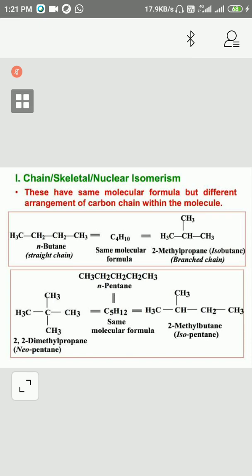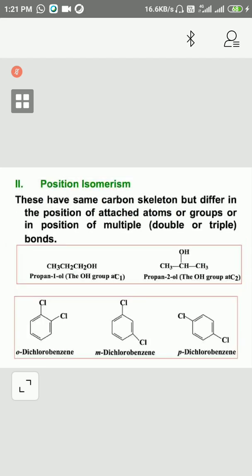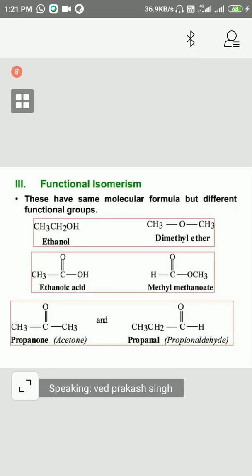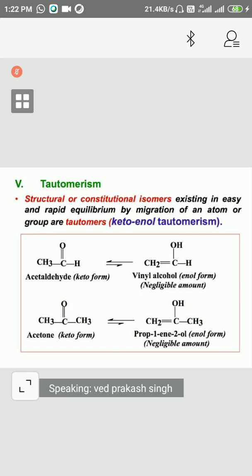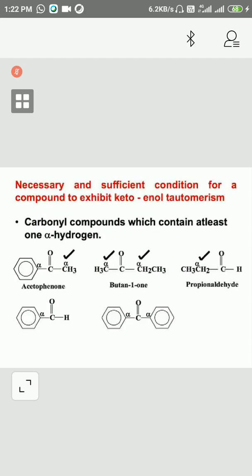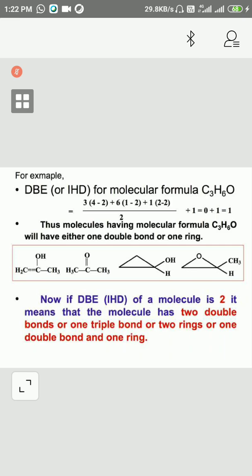This is an example of chain isomerism, butane and 2-methyl propane. This is another example of chain isomerism. You can see ortho-dichloro, meta-dichloro, para-dichloro. This is functional isomerism, ethanol and ether, acid and ester. This is metamerism. What is the difference here? Simply the number of carbon atoms in the alkyl group will be different. So this is the same kind of molecule having different alkyl groups. That is metamerism. Tautomerism has interconvertible functional groups. These are some examples. See, cyclopropane, this is ring chain. This needs no discussion.